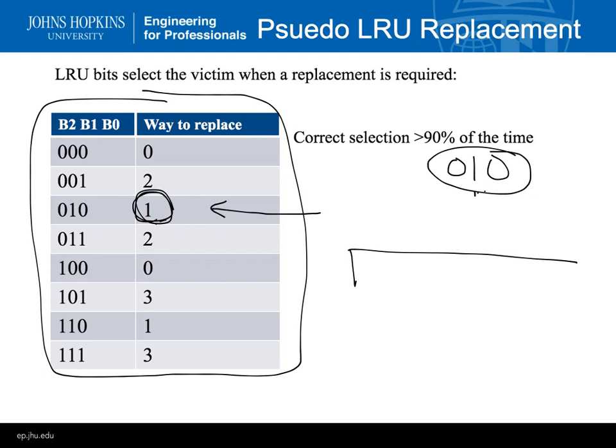So that's when you have a set with 4 lines in it. You want to put something in there and they're all full. This is saying replace way 1.